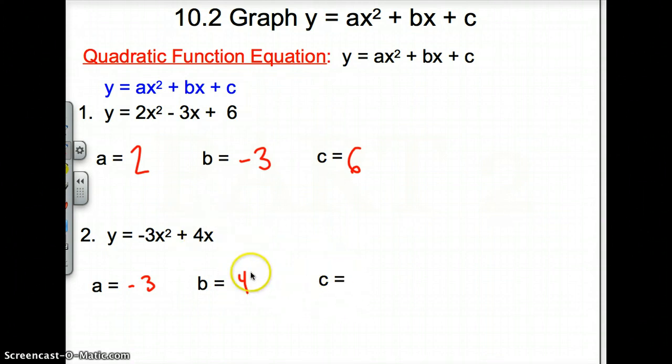And now c. Is there any c? Is there any number added in this equation? No, there is not. How do you represent nothing in math? Well, you represent it with a 0.